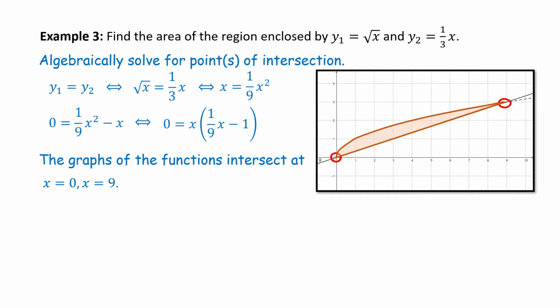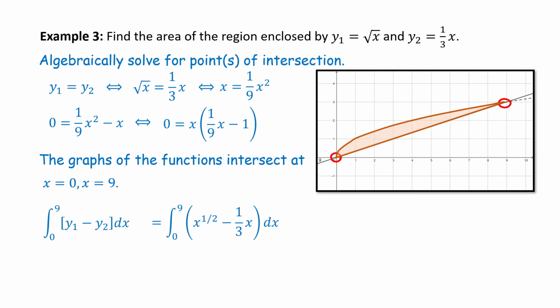Now we are ready to find the area of the region between the square root function and the line. Observe, the square root function is above the graph of the line, so we're going to integrate from 0 to 9 of y sub 1, the top function, minus y sub 2, the bottom function, dx. That's equal to the integral from 0 to 9 of the square root of x. We'll go ahead and write it as x to the 1/2, so we can use the power rule for integration, minus 1/3 x dx.